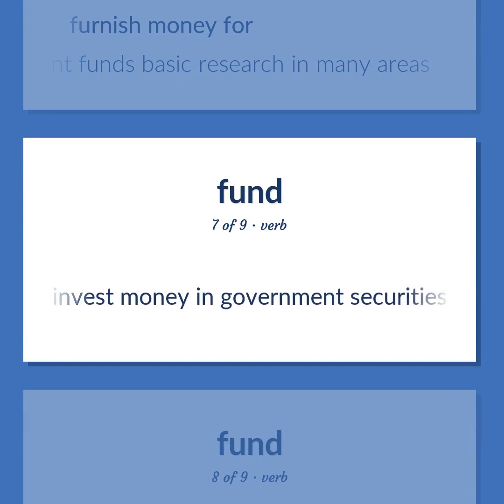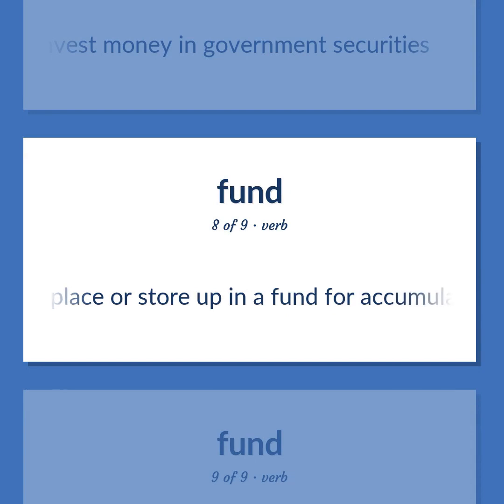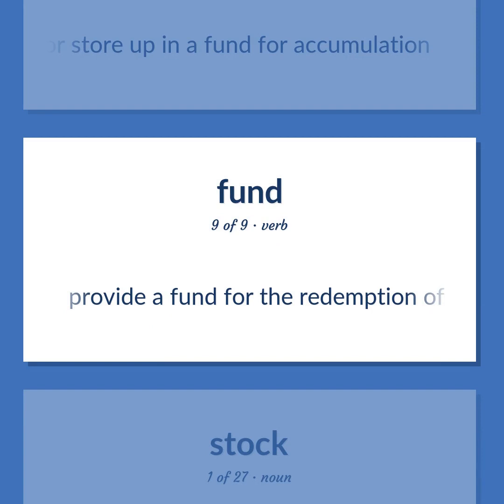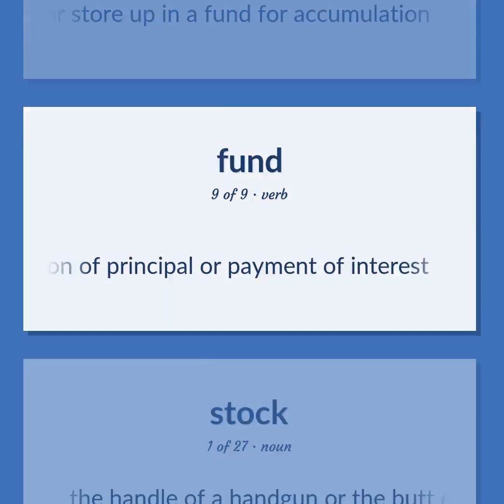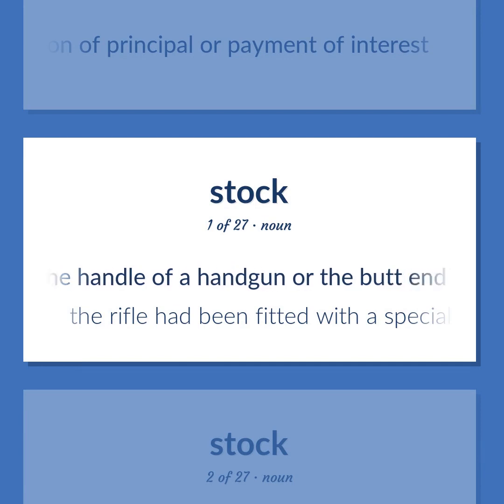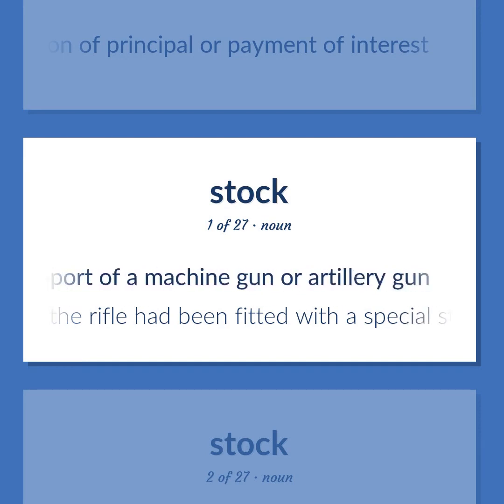Invest money in government securities. Place or store up in a fund for accumulation. Provide a fund for the redemption of principal or payment of interest. The handle of a handgun or the butt end of a rifle or shotgun are part of the support of a machine gun or artillery gun. The rifle had been fitted with a special stock.